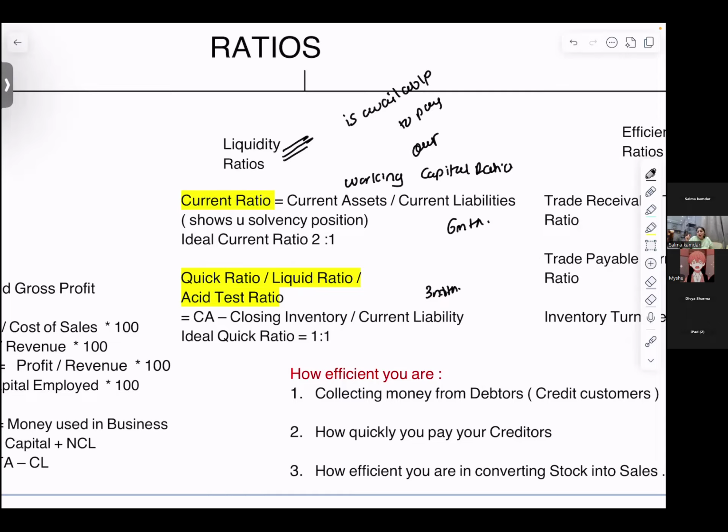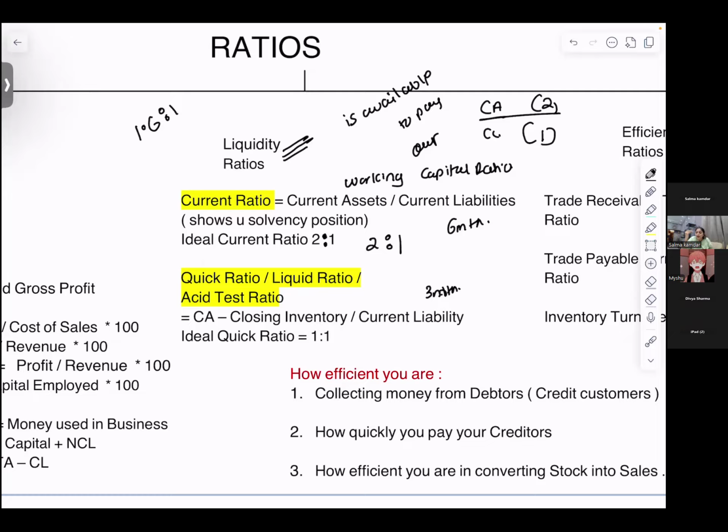And the formula is current assets divided by current liabilities. So ideally, they say if your current liabilities is 1, your current asset should be double of it. It should be 2 times of it. And it is always written like this, 2 is to 1. Or maybe 1.6 is to 1, whatever you are getting up until 2 decimal places.